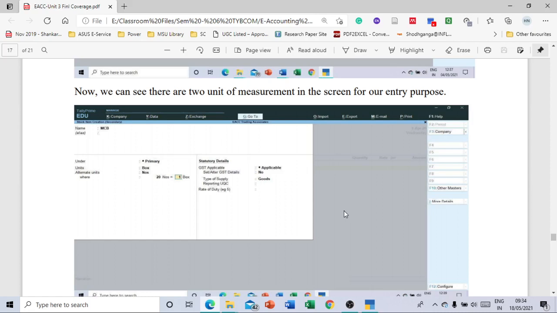So per box it comes to 20 nums. This is a conversion, and we know how to do the conversion. Now here the price is given per box, so how do we use this alternate function? My calculation goes like this: 20 nums is equal to one box.